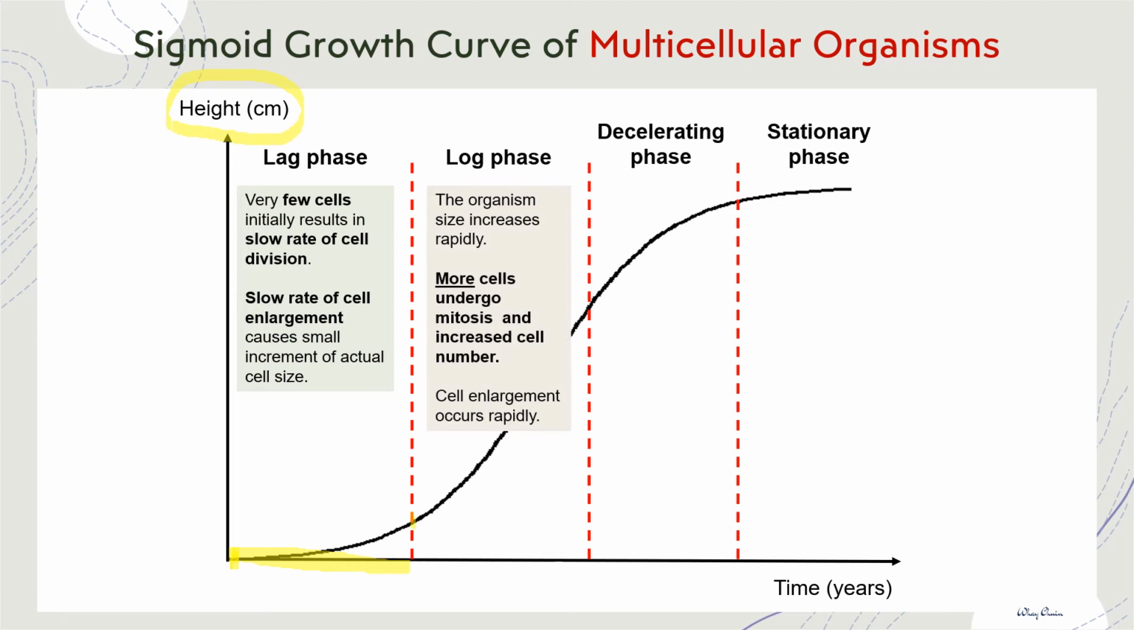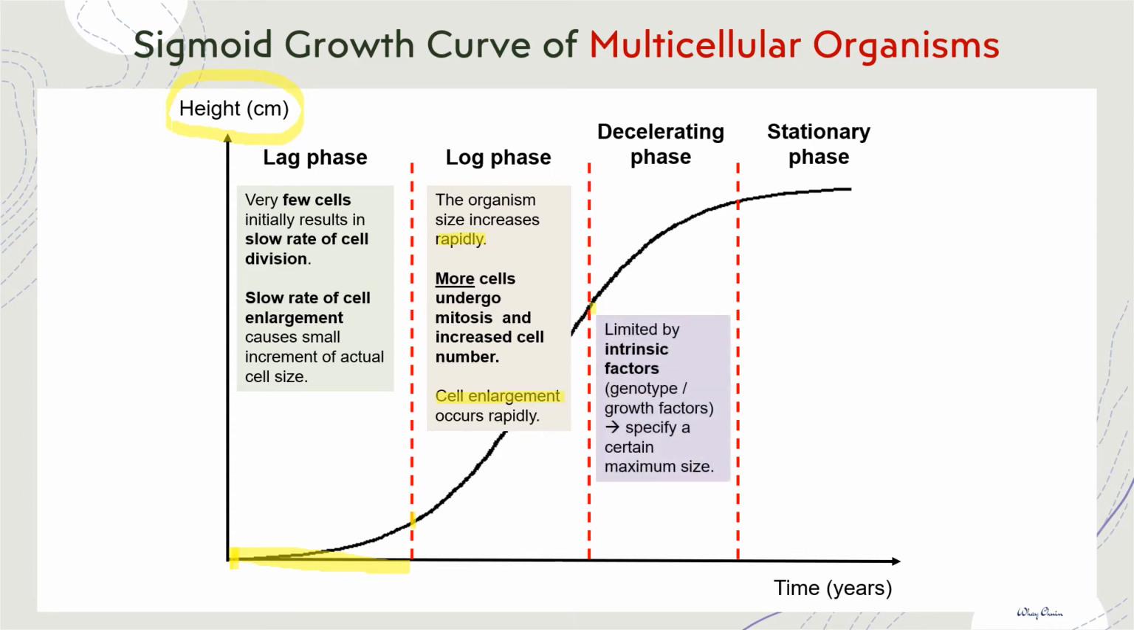Tetapi bila masuk ke fasa kedua, log phase, kita dapati bahawa ketinggian organism tu bertambah dengan cepat, rapidly, sebab dia telah bermula dengan ketinggian yang tertentu. So more cells undergo mitosis, pertumbuhan dia adalah exponentially. Dan jangan lupa, cell division once happens, the newly formed cell, they will move on to the next phase of growth, which is the cell enlargement.